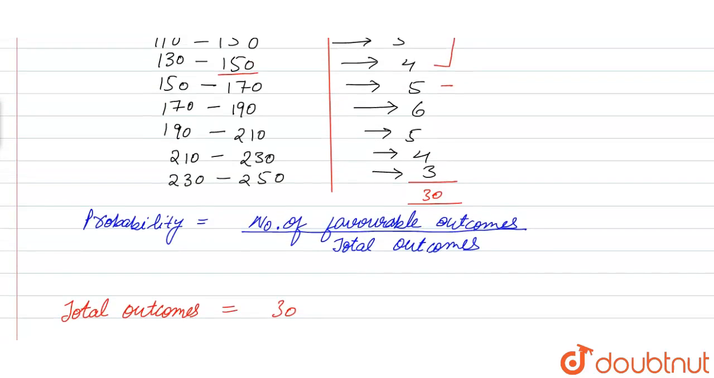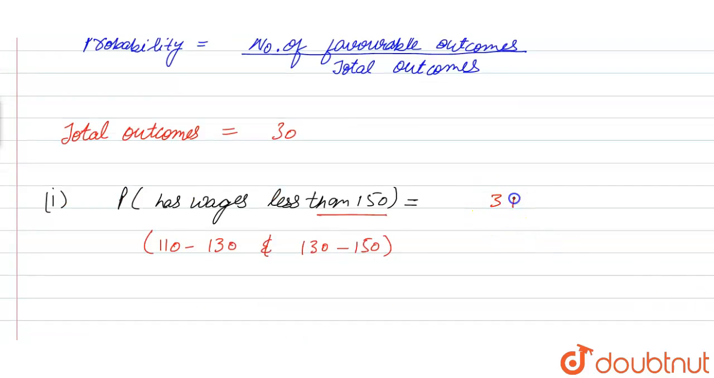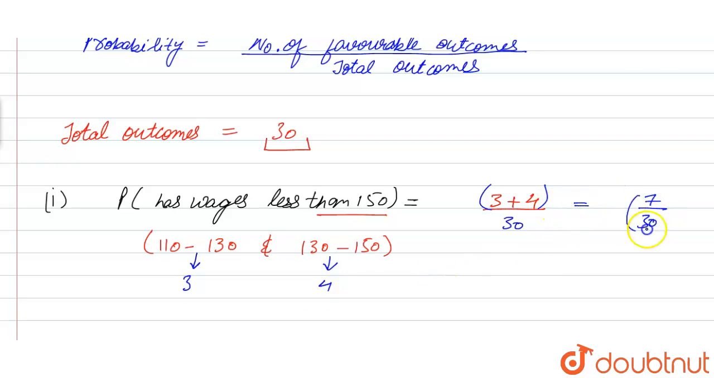So we have a total of 3 plus 4 workers here, and we have 30 workers in total. The probability is the number of favorable outcomes upon total outcomes. Favorable outcomes will be 3 plus 4 and the total number of outcomes will be 30. In this section 3 exist, in this section 4 exist, so we have added. So the probability is 3 plus 4, which is 7 upon 30.